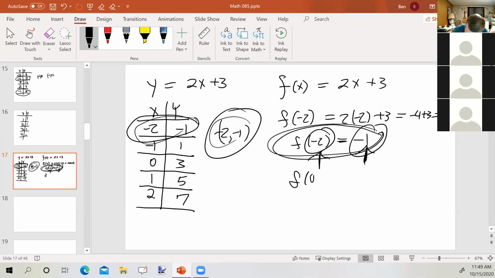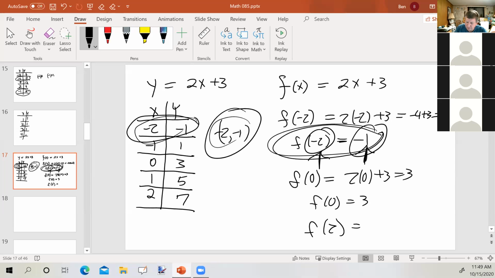What would F of 0 equal? Well, that would be 2 times 0 plus 3, which is 3. So F of 0 equals 3. What would F of 2 equal? Two parentheses 2 plus 3. Which is? 2 times 2 is 4, plus 3 is 7.